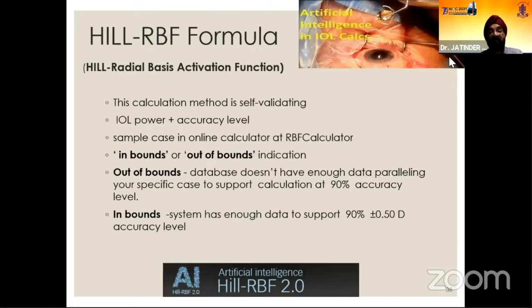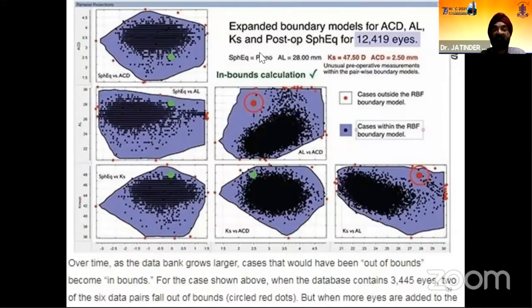Hill RBF formula is based on artificial intelligence, and one more advantage is that it is self-validating. We get the readings either in bounds or out of bounds. In bounds means that the system has enough data to support 90% plus or minus 0.5 diopter accuracy levels. So if we get the red dots, it means we don't have data to match with the patient's data, and green means that we have data which is similar to the patient's data, and the formula can make the estimate of the IOL power.